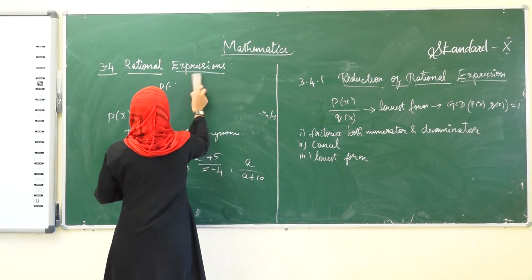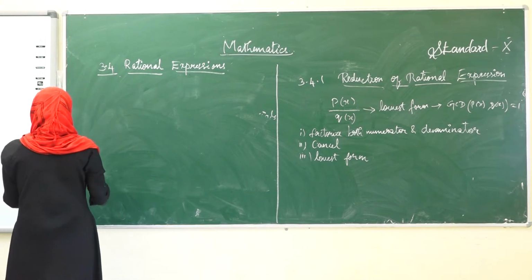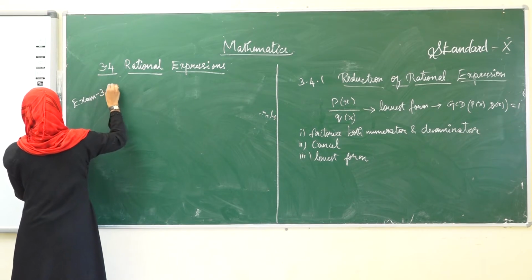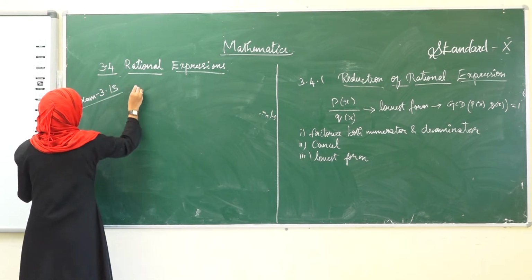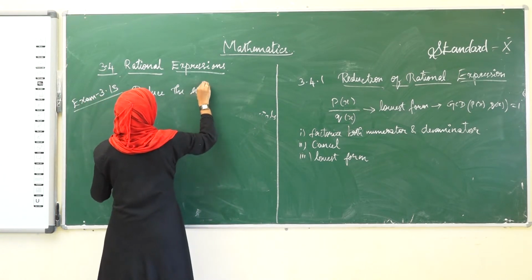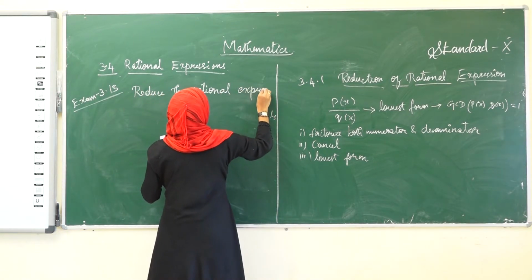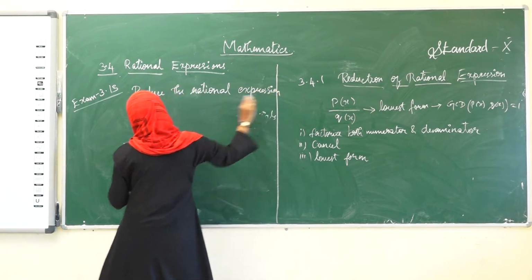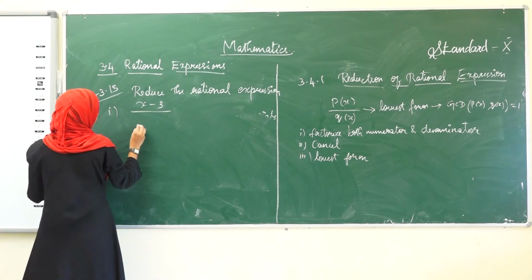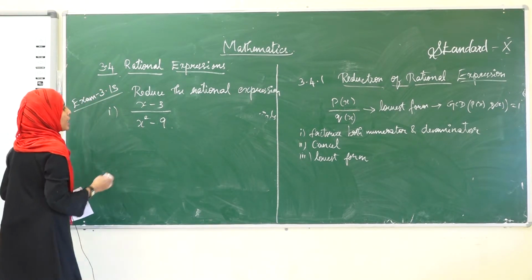See, they have given an example. Okay, example 3.13. What they have given: we have to reduce the rational expression to its lowest form. In the first subdivision, what they have given is x divided by 3 divided by x square minus 9. Okay, this is the question, the rational expression they have given.